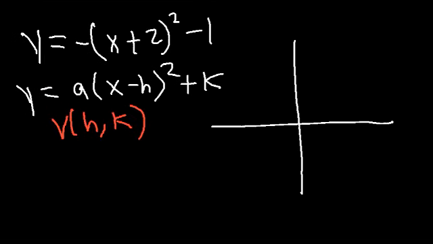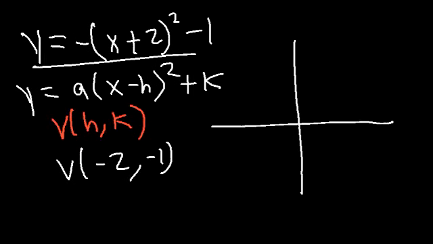So what's the vertex of this equation? Since we have an x plus 2 inside the parentheses, it's going to be negative 2 comma negative 1. So that's the coordinate of the vertex. So it's somewhere over here. And because we have a negative in front of the function, because a is negative, we know it's going to open downward. So at this point, we can draw a rough sketch. So the graph is going to look like this.